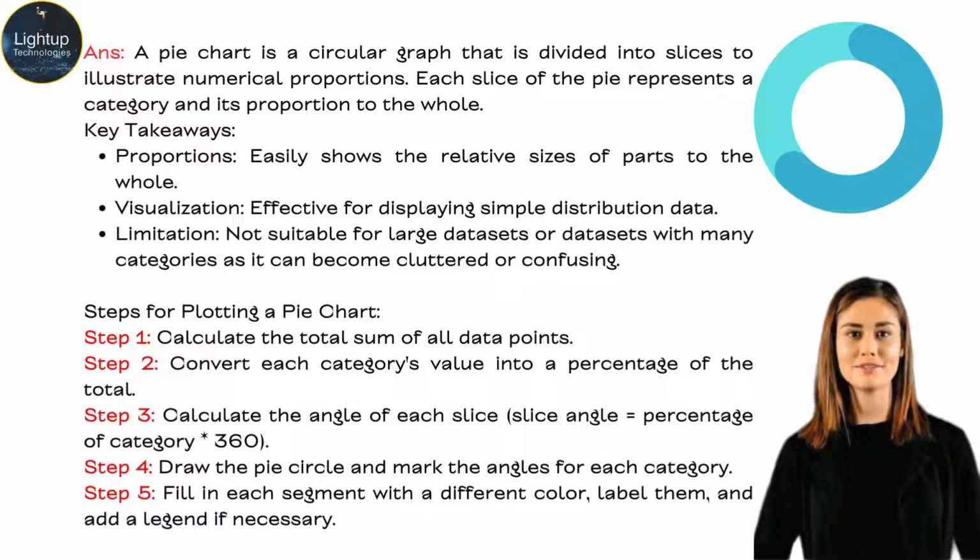Key takeaways: proportions easily show the relative sizes of parts to the whole. Visualization: effective for displaying simple distribution data. Limitation: not suitable for large datasets or datasets with many categories as it can become cluttered or confusing. Steps are mentioned below.